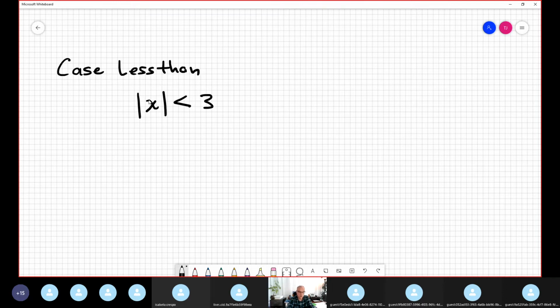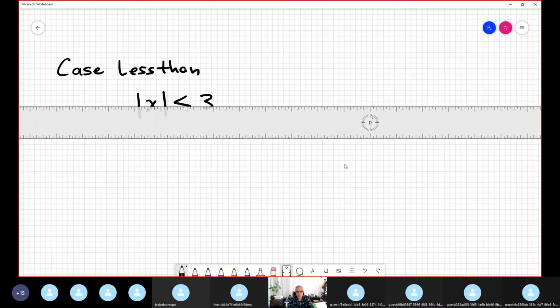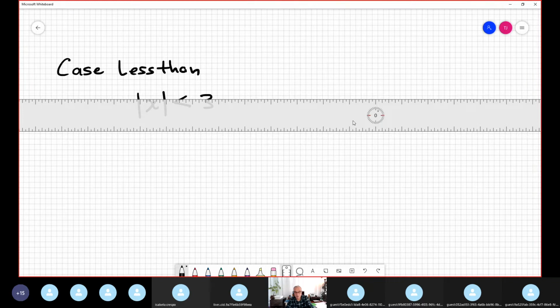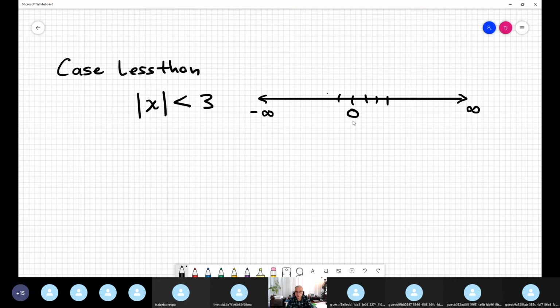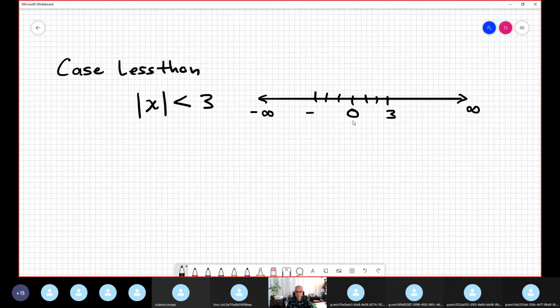So what is the interpretation of this? Let me show you. This is my number line. This is positive infinity, this is negative infinity, this is 0 in the middle. 1, 2, 3. 1, 2, 3. This is positive 3, this is negative 3. The solution of this inequality is exactly the values in between 3 and negative 3.